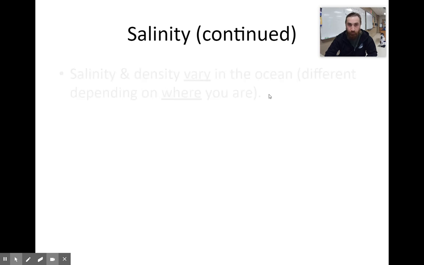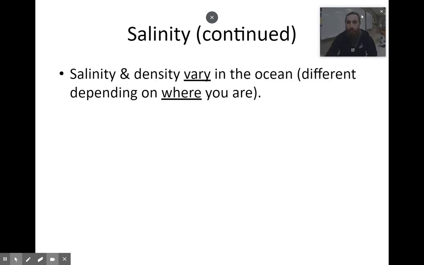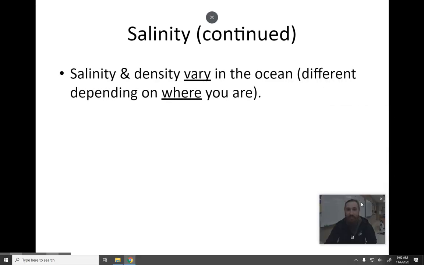Next slide. Now, salinity and density vary in the ocean, different depending on where you are. They are all connected, correct, but they don't share all the same water. They don't share all the same nutrients, all those different things. There are spots where they meet and they break off from one another. And that's kind of why we have these different pieces.